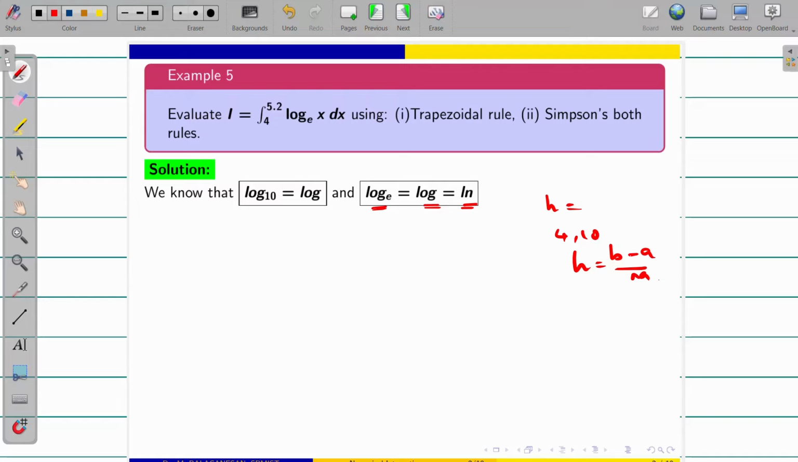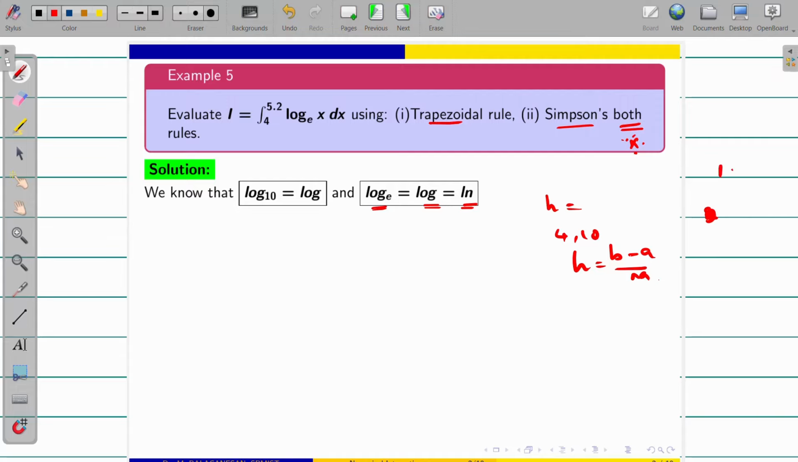What about in this problem? Read the question. We have to evaluate this integral using the trapezoidal rule and both Simpson's rules. That is the clue here, guys. When both Simpson one-third and 3/8 rules are applicable, for Simpson one-third, n should be even, not only two, it should be even. And if you want to apply the Simpson 3/8 rule, n should be a multiple of 3. So, what is the smallest value? It should be even and a multiple of 3.